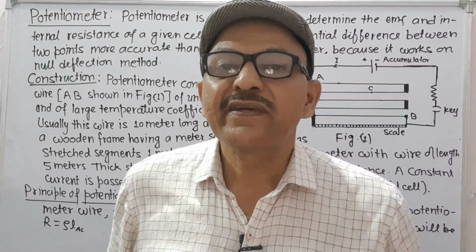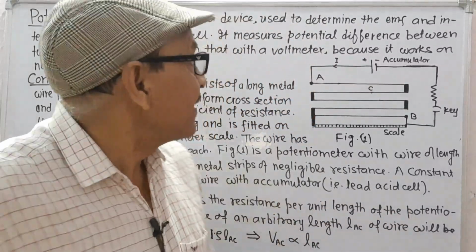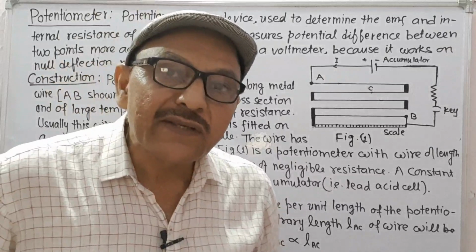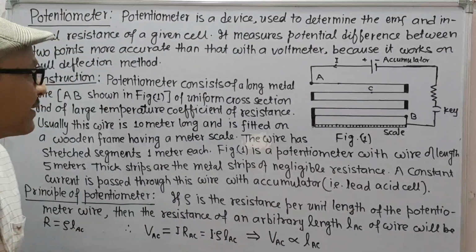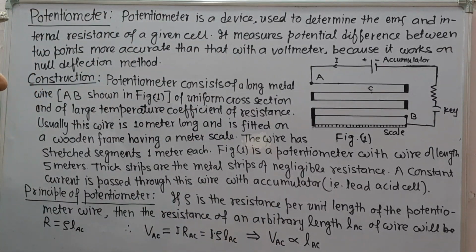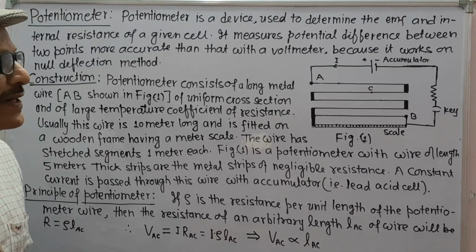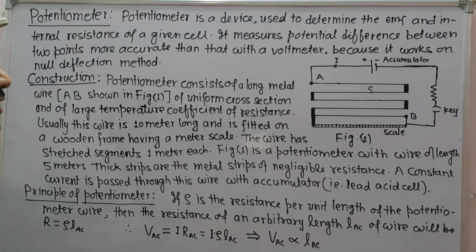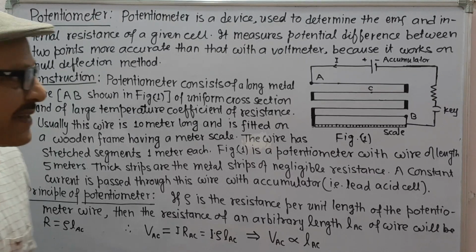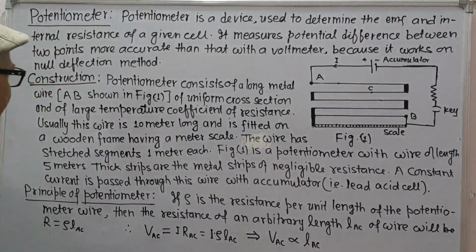Hello dear students, today we will study the potentiometer. Potentiometer is a device used to measure the electromotive force and internal resistance of a given cell. It measures the potential difference between 2 points more accurately than a voltmeter because it works on the null deflection method irrespective of the resistance of potentiometer wire.